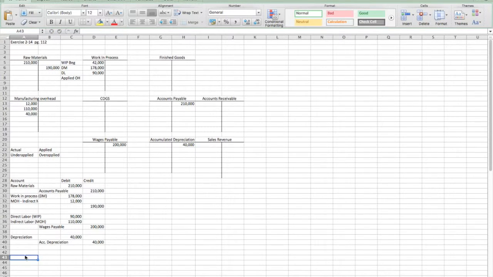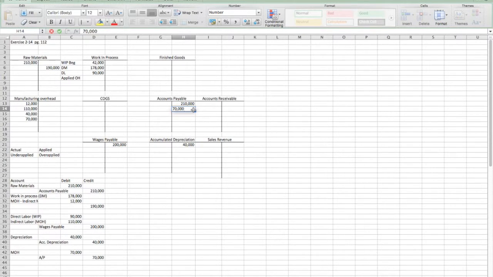So this is for letter E, so manufacturing overhead and accounts payable will be 70,000 here and 70,000 accounts payable.